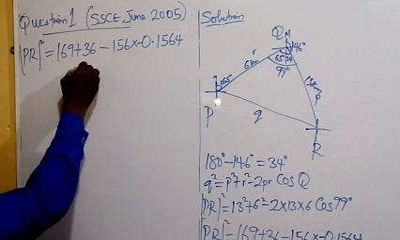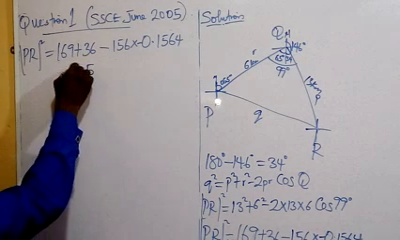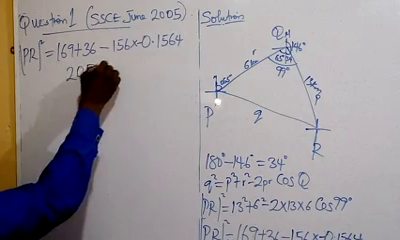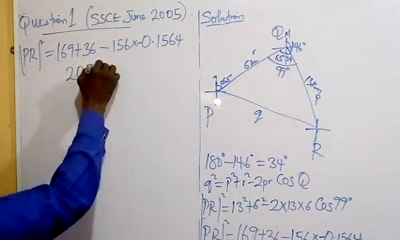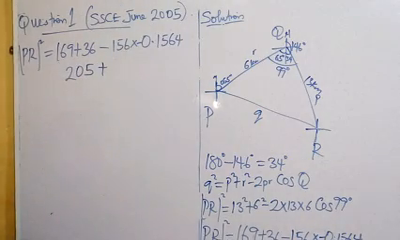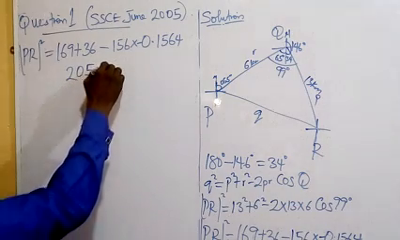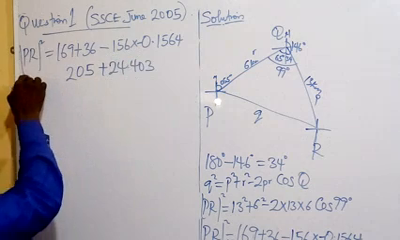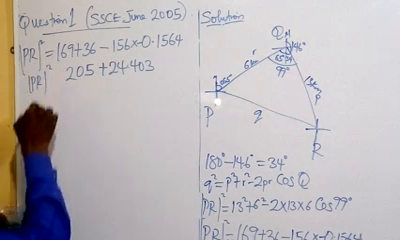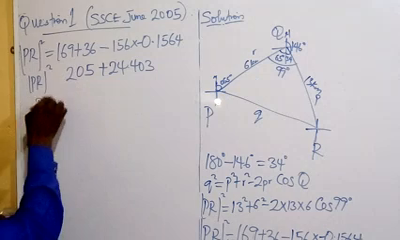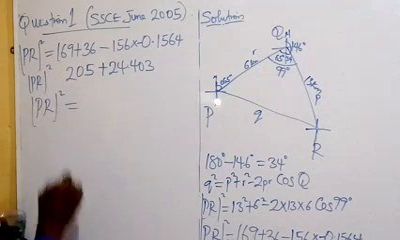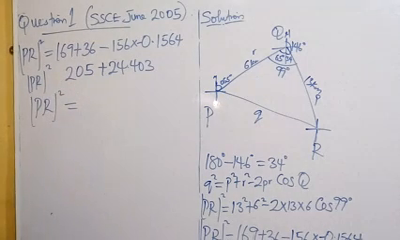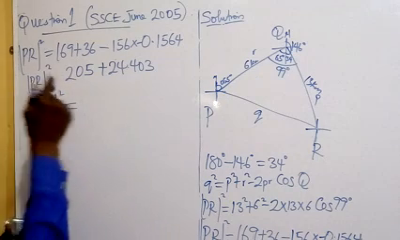We have 205. Let's multiply these two. Minus times minus will give us plus. 156 multiplied by 0.1564 gives us 24.403. All right, PR squared. Let's add the two together using our calculator to give us 229.403.